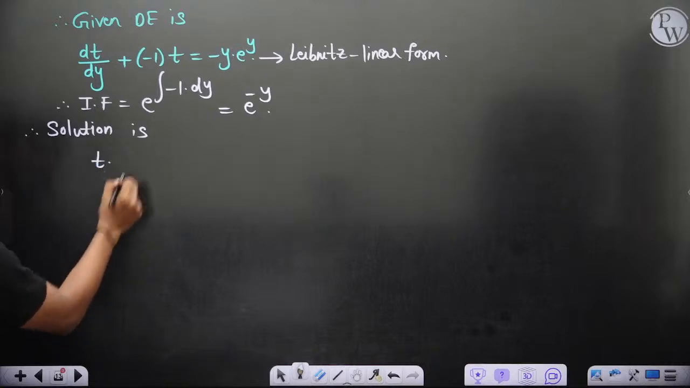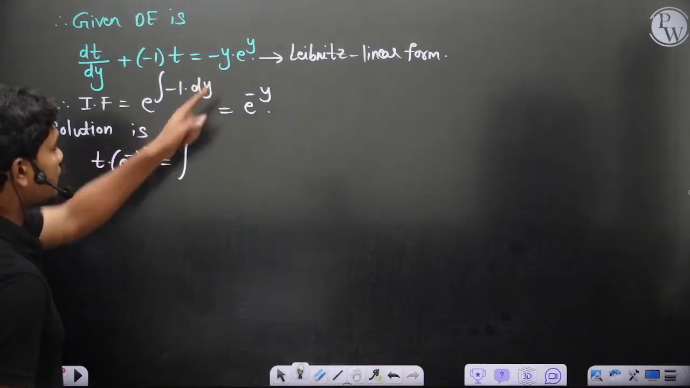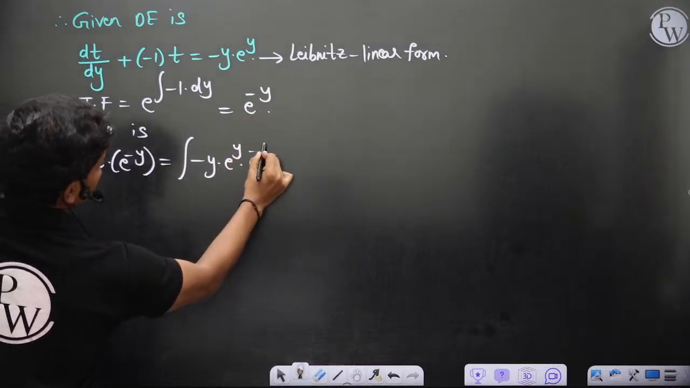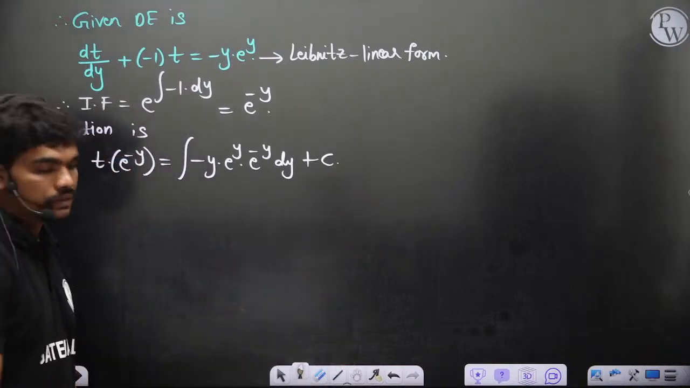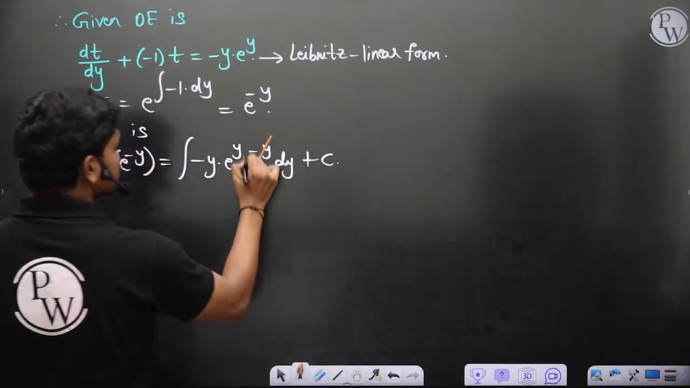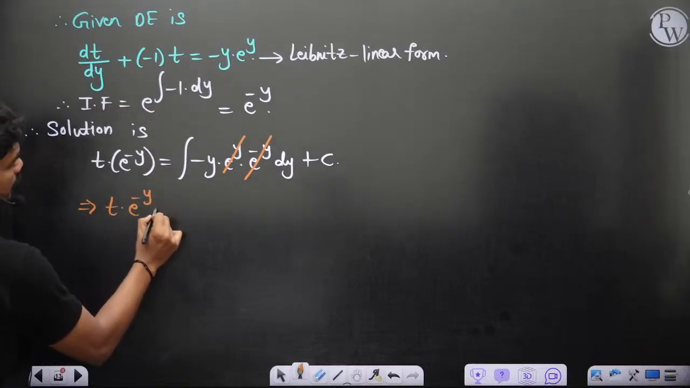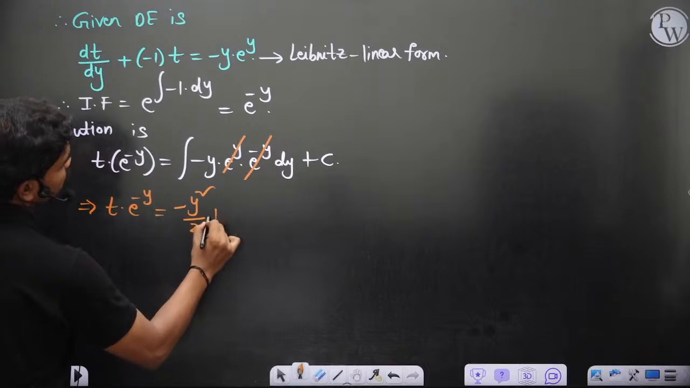t into integrating factor e power minus y is equal to integral of this function, minus y times e power y, into the integrating factor e power minus y dy plus constant. That's what you get. Then you can cancel these two things. It turns out to be t into e power minus y is equal to the integration of minus y, which is minus y square by 2 plus constant.